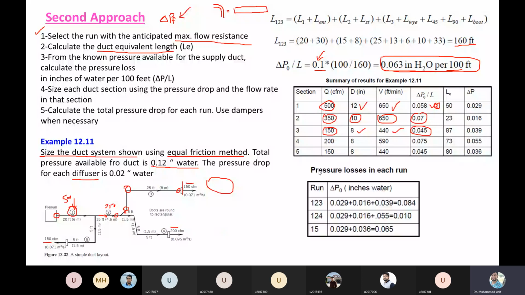So this is the summary. Let's say 1, 2, 3, how much is the total pressure? This is 1, 2, 3. You can add up all of the pressure drop: pressure drop in section 1 plus pressure drop in section 2 plus pressure drop in section 3. That will give you the total. Similarly, for this zone, it will be 1, 2, 4, so you can add up all of the pressure drop. That will give you the total pressure drop. Similarly, for this zone, that will be 1 and 5, so you add up all of the pressure drops, and that will give you the value of the total pressure drop.